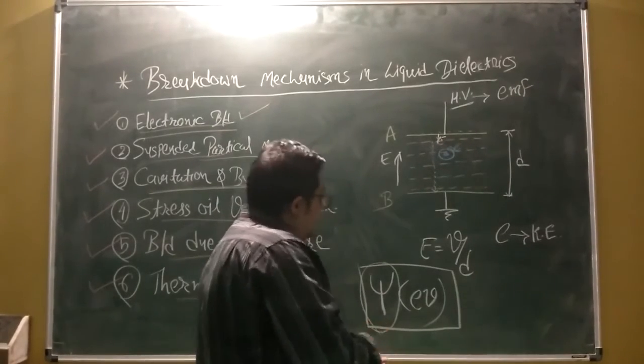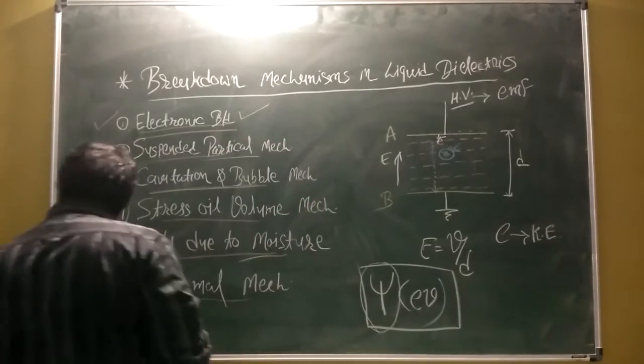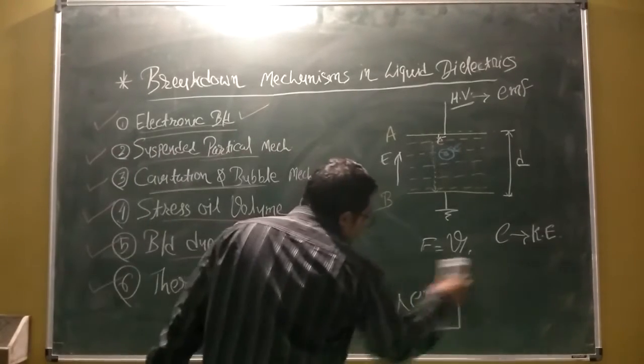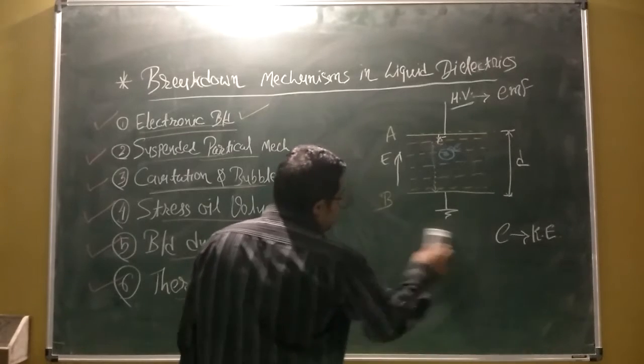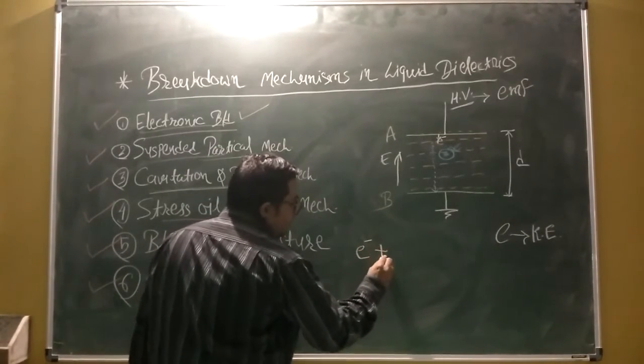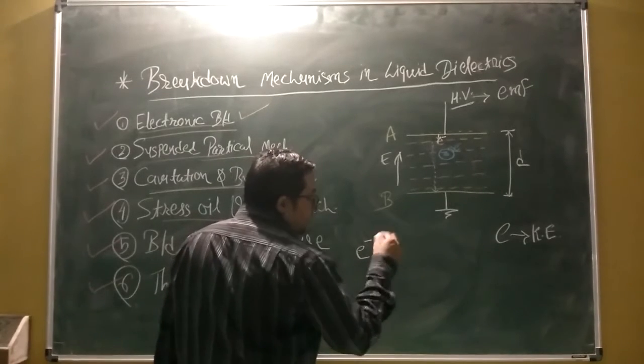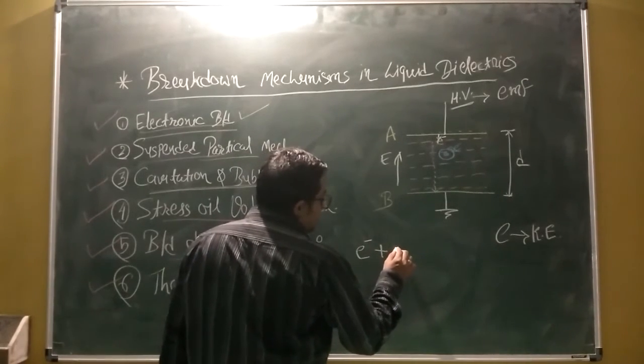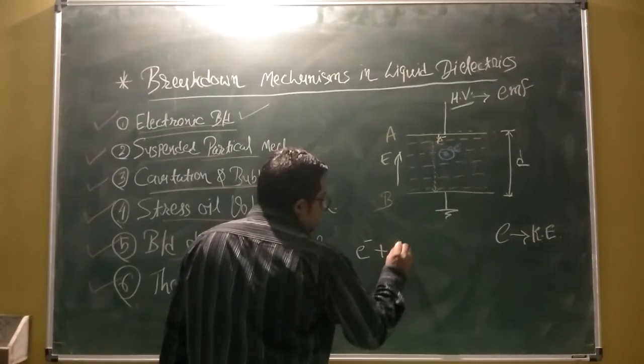So let me write it in terms of one chemical representation. The electron will collide with a neutral atom. Suppose the neutral atom is A.